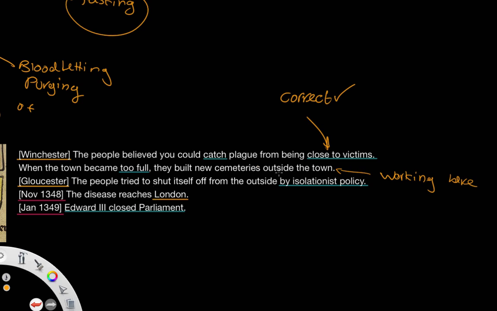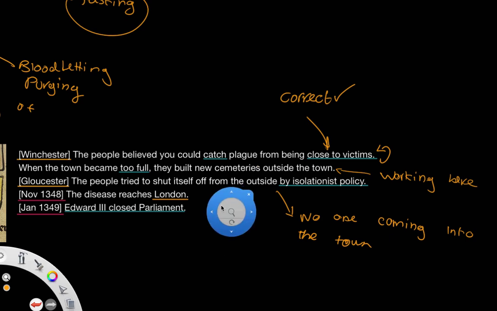So they tried an almost isolationist policy to make sure that nobody would come in and out. So no one coming into the city, or the town, should we say town. They thought that would be a way of doing it. And this really does piggyback off the idea that being close to the victims of the disease would cause it to spread. So this was probably a better idea than simply, instead of burying people inside the town, burying them outside the town. This is probably a better idea.